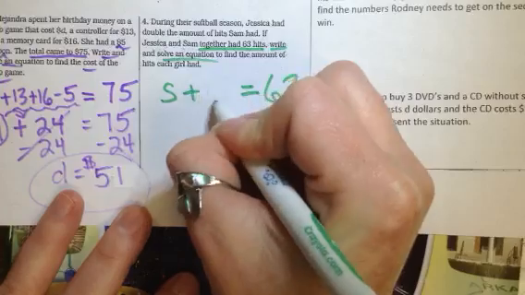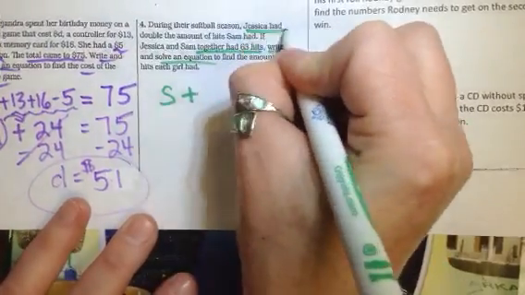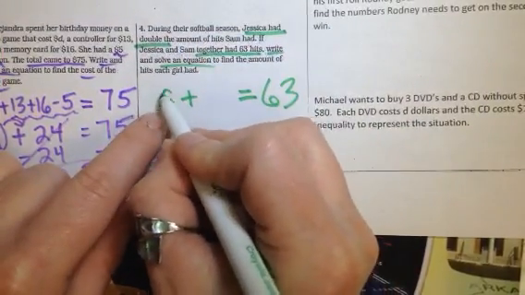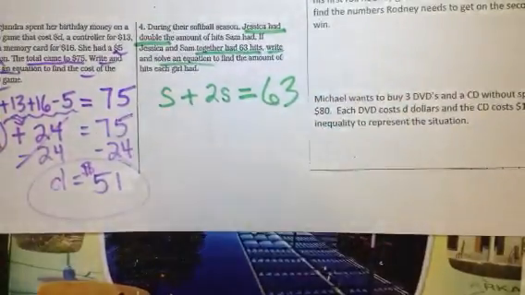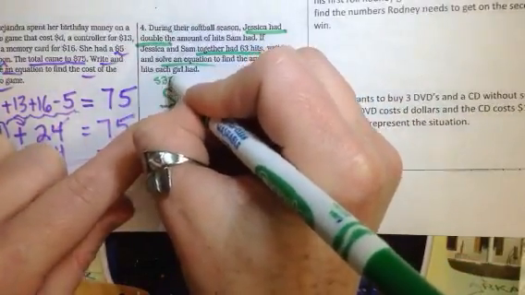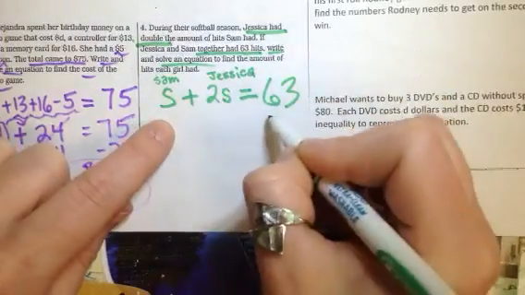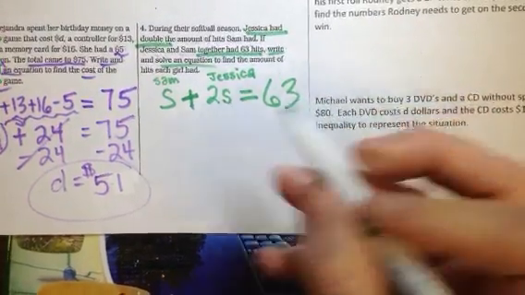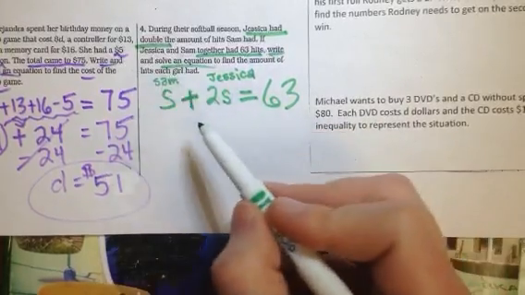Now I have to write something that's going to represent Jessica. It said Jessica had double of Sam. So here is Sam. If I want to double it, I just multiply it by 2. So this stands for Sam, and this is for Jessica. It said together, so I was adding them to get that total of 63. They wanted me to write it, so I wrote it, and solve it.